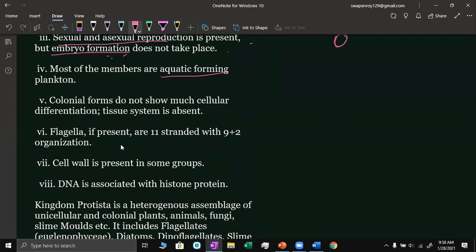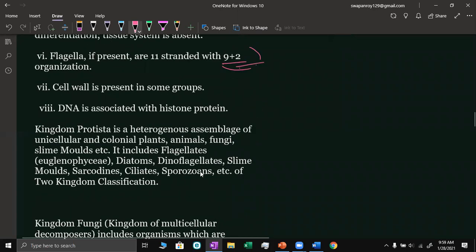Then flagella may be present, may not be present, and cell wall. Flagella has a 9 plus 2 arrangement. This is a characteristic of eukaryotes. In prokaryotes, in some bacteria, flagella is there, but that composition is not 9 plus 2. Cell wall is present in some groups, as I told, and the DNA is associated with histone.